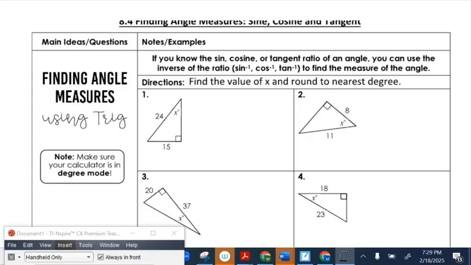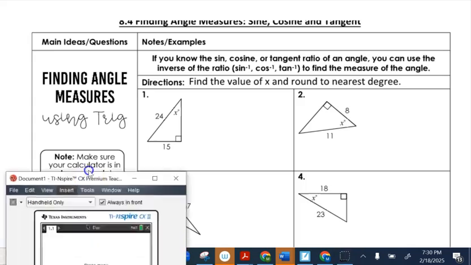Hey guys, yesterday we learned how to use sine, cosine, and tangent. Today we're going to learn what to do if we don't have an angle. So we're going to learn how to use the inverse of sine, inverse of cosine, and the inverse of tangent.